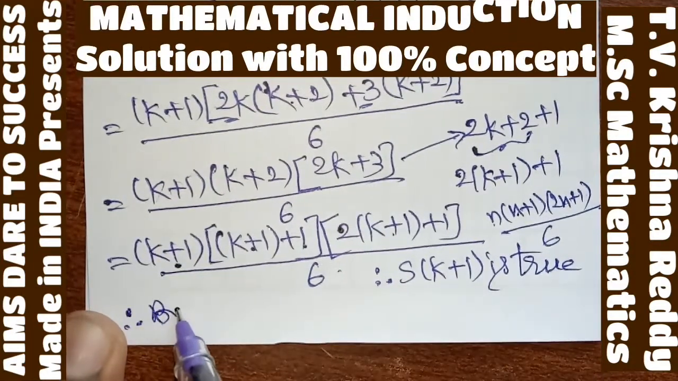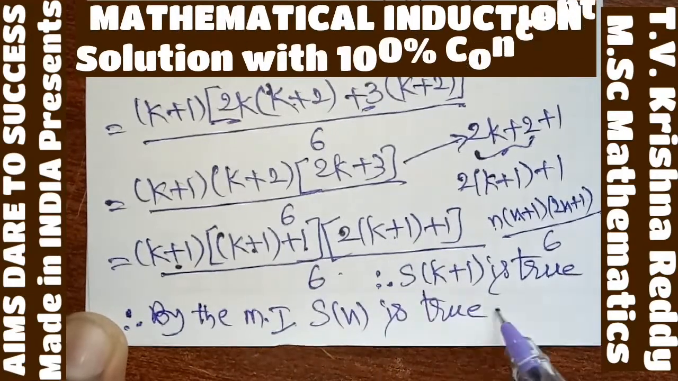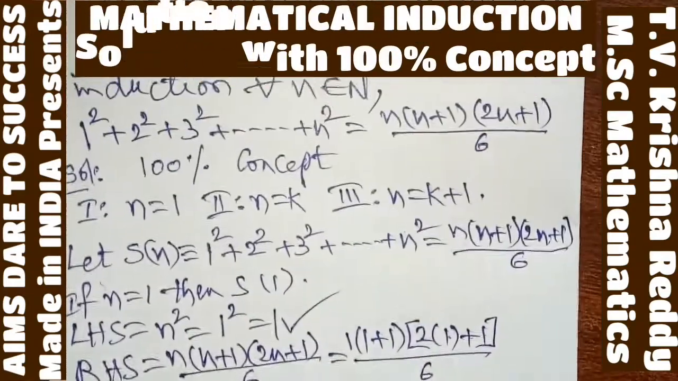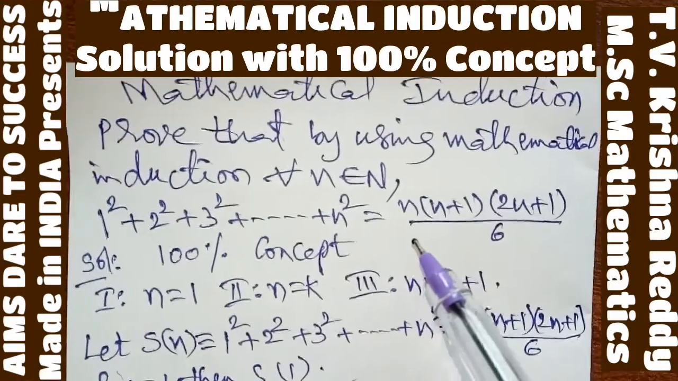At the last, by the mathematical induction, the given statement S of n is true. The given question is 1 square plus 2 square plus 3 square plus up to n square is equal to n into n plus 1 into 2n plus 1 by 6, is satisfied by using the mathematical induction procedure.